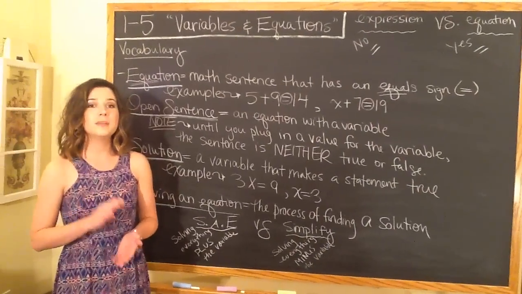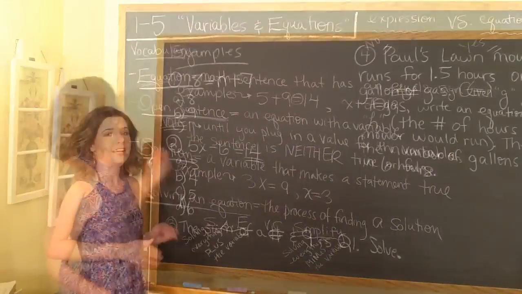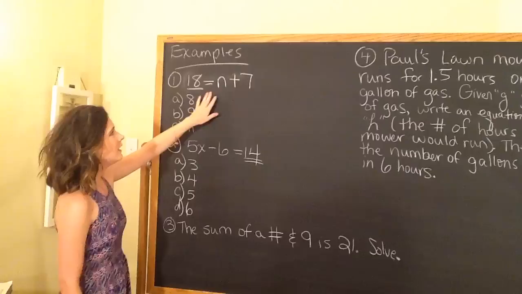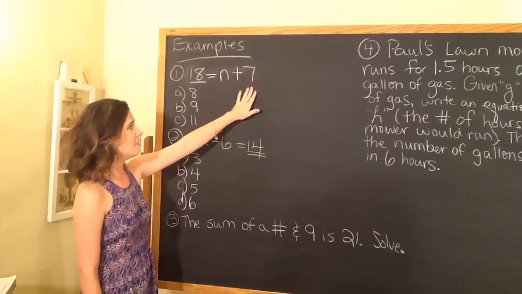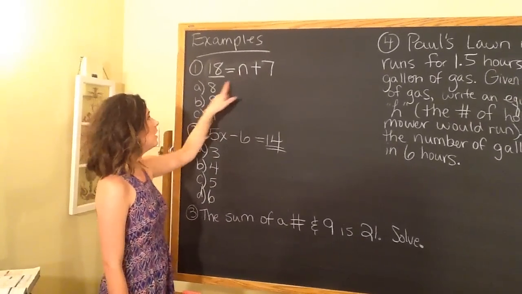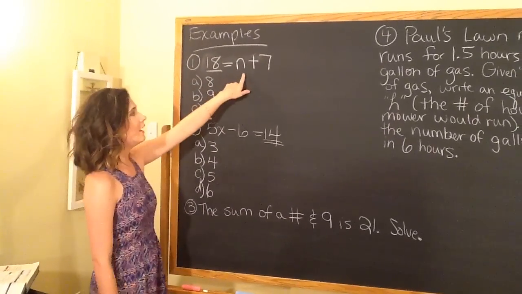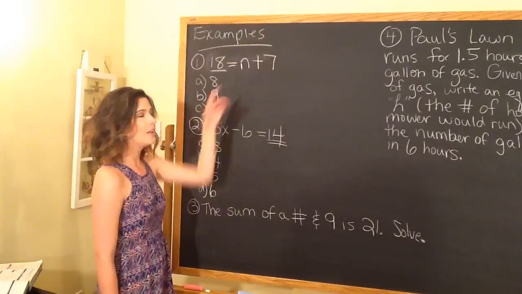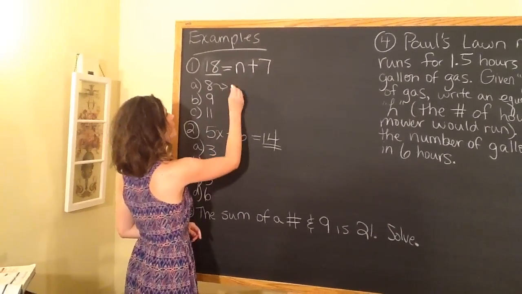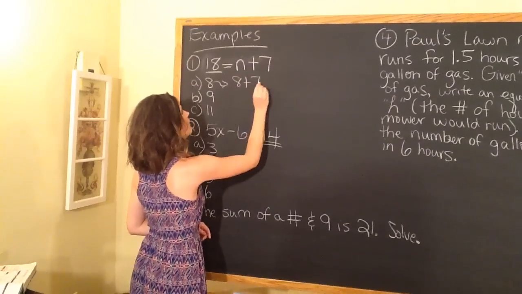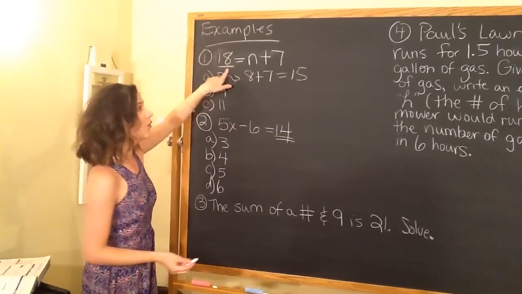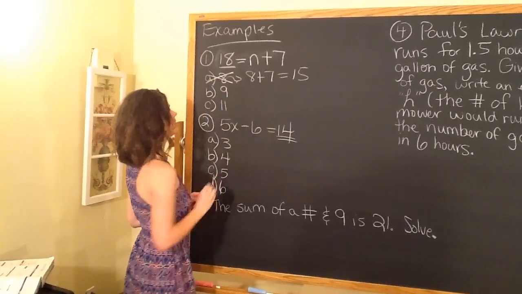Let's go ahead and do some examples. Let's look at example number 1. Example number 1 says 18 equals n plus 7. What we're going to do is find the solution for n. So which of these numbers should be in the place of the variable n? Let's plug them in and see what we get. If we plug in 8 for n, we would have 8 plus 7 equals 15. Does that give us 18? No. So we know that 8 is not the answer.